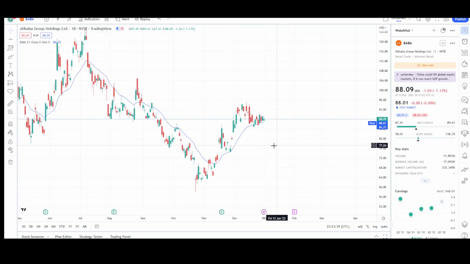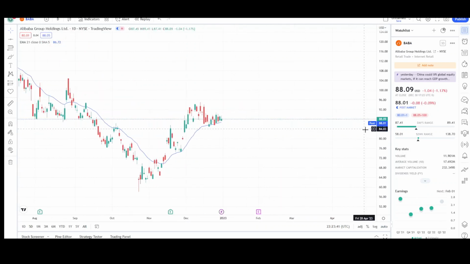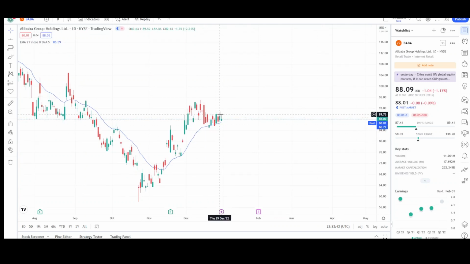So let's take a look at BABA. Basically we're just going sideways, and buyers are having a hard time. Aggressive buyers are having a hard time driving the price up past this 89.85 level. Aggressive sellers are having a hard time driving the price lower than the 85.72 level.